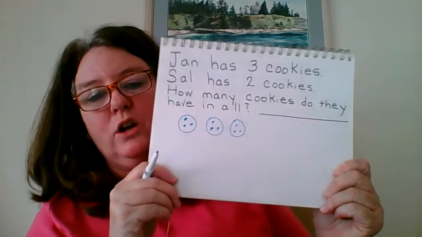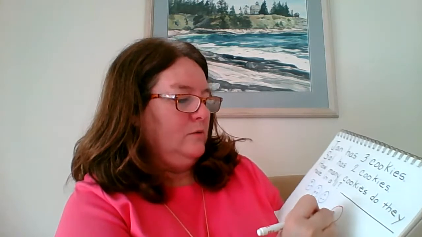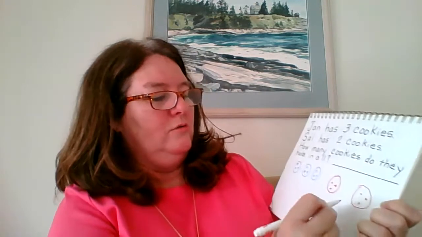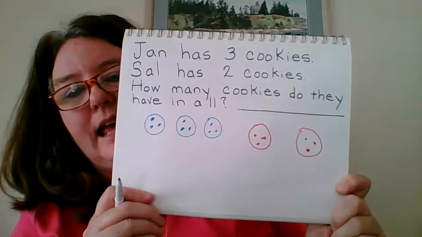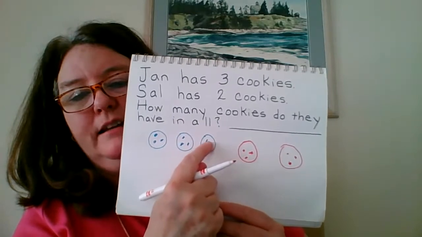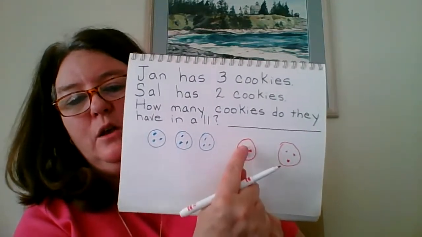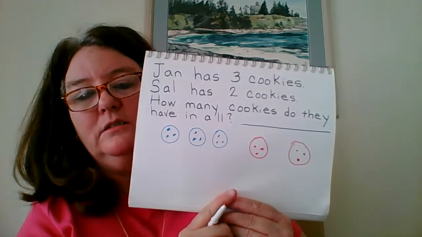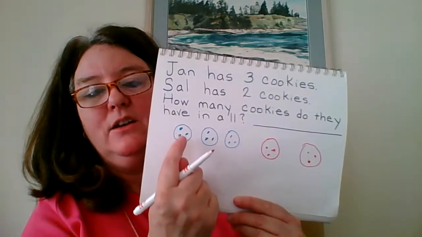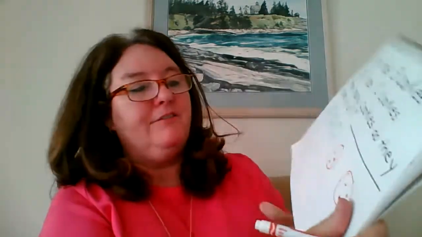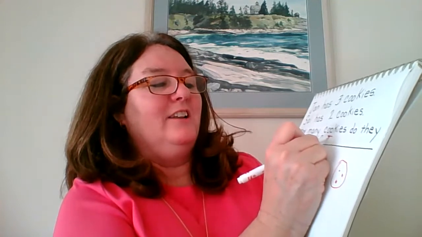Sal has 2 cookies. So let me draw cookies for Sal. Sal has 1, 2. Hers are also going to be chocolate chip cookies. So there are Sal's cookies. Jan has 3 cookies. 1, 2, 3. Sal has 2 cookies. 1, 2. How many cookies do they have in all? So let's count and see how many in all. 1, 2, 3, 4, 5. They have 5 cookies.